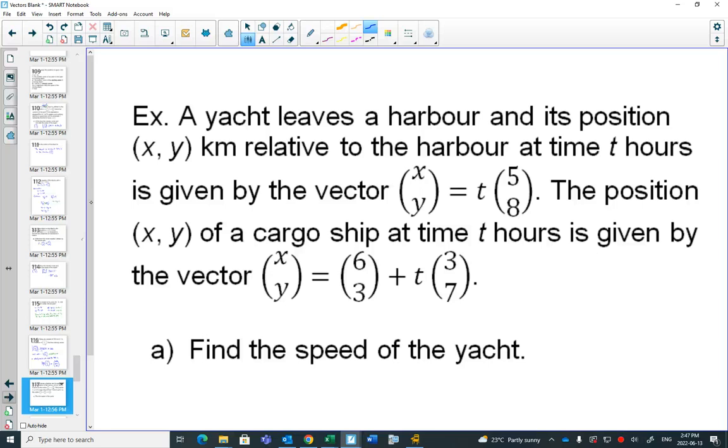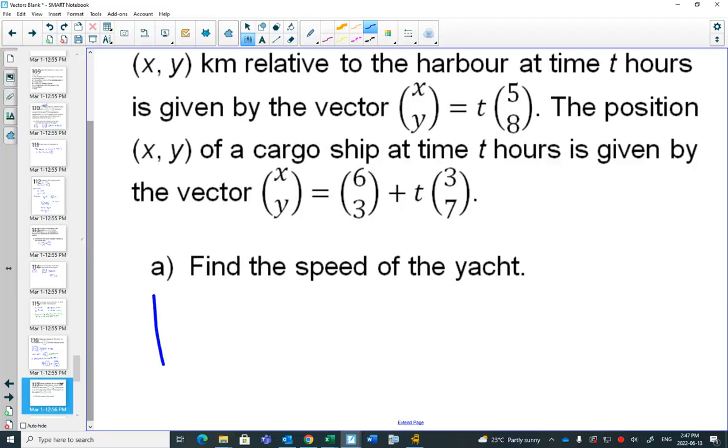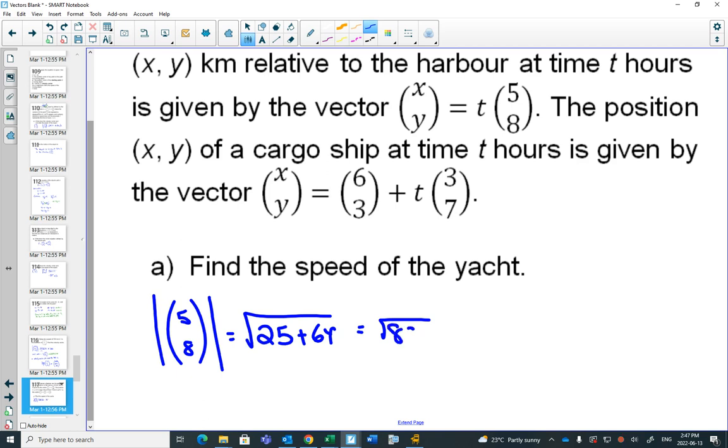Find the speed of the yacht. So we need to find the length of which vector? The direction vector. So the length of (5, 8) will be 25 plus 64, the square root of 89 kilometers per hour.